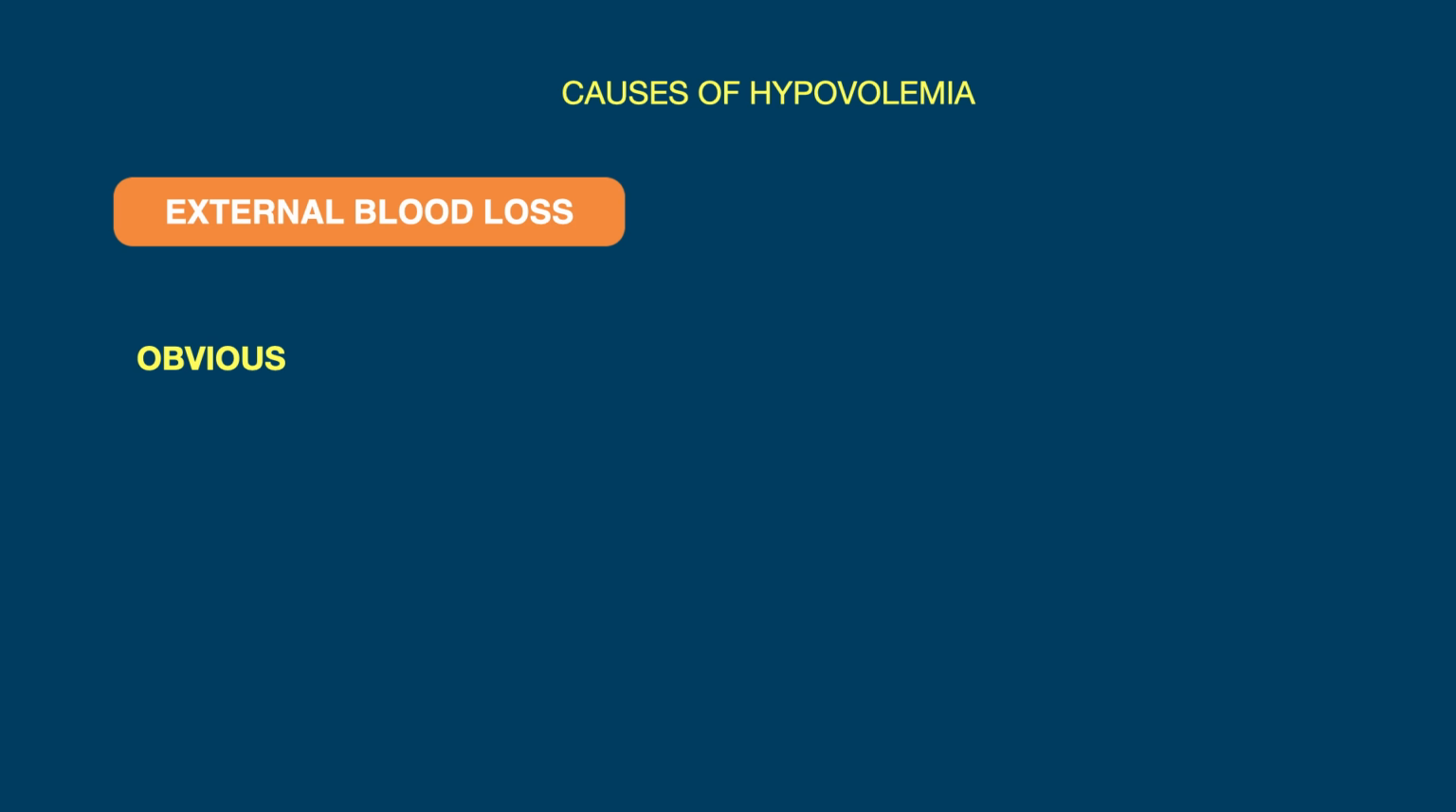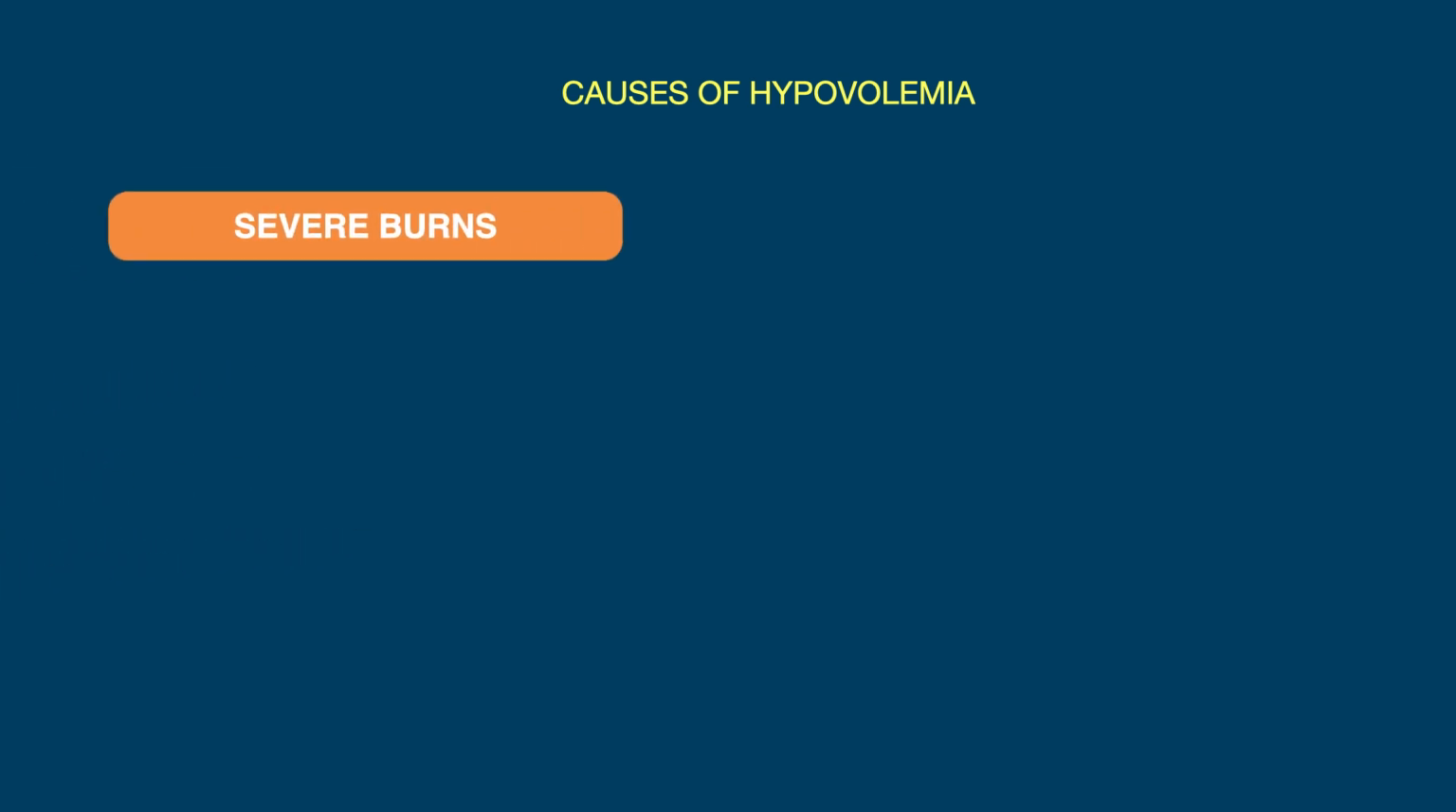External blood loss is usually obvious, and this is seen in trauma, hematemesis, and hemoptysis. But it may be more challenging to diagnose when it is occult, such as seen in gastrointestinal bleeding or rupture of an aortic aneurysm.